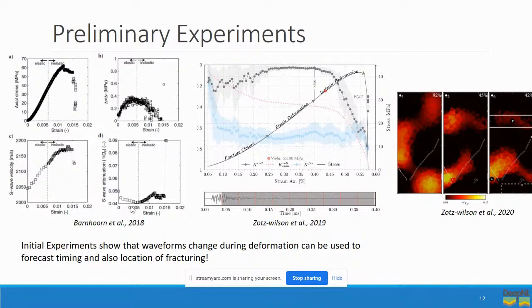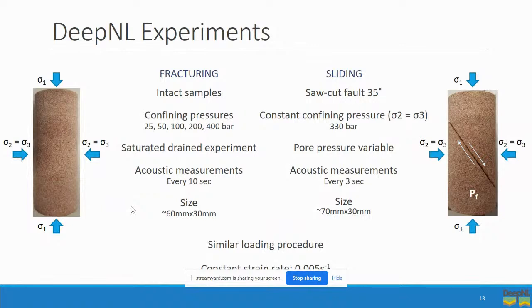Now, the DeepNL project brings that to more realistic conditions, where we use samples that are put under a confining pressure and that are wet. We put a fluid in there at a fluid pressure, and then we start to measure. So we start to mimic real subsurface conditions, and we did that at conditions that, for example, are representative for the Groningen gas field as well. We did that both on samples that are originally intact and samples that originally have a pre-existing fault structure that we start to reactivate. In both of those experiments we can show that you can see the failure coming by analyzing the properties of the waves that we record.